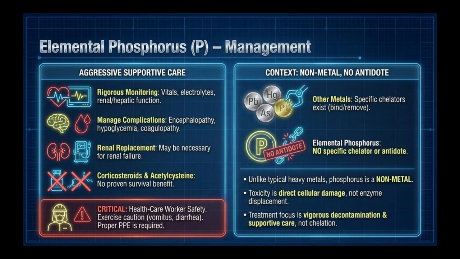small case series. Healthcare worker safety is paramount due to the potential harm from liquid or solid phosphorus, which can be found in vomitus, diarrhea, and contaminated clothing. Proper personal protective equipment is necessary to protect against fumes and direct skin contact with phosphorus.